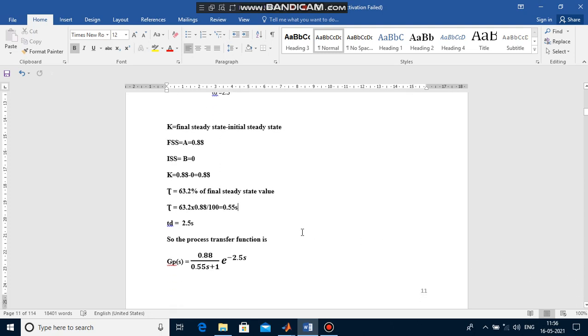So the process transfer function Gp of s equals K divided by tau s plus 1, into e power minus Td s. So K value we are getting 0.88, the tau value is 0.55 seconds and the time delay value is 2.5 seconds. So finally the hair dryer is a first order system with dead time process.